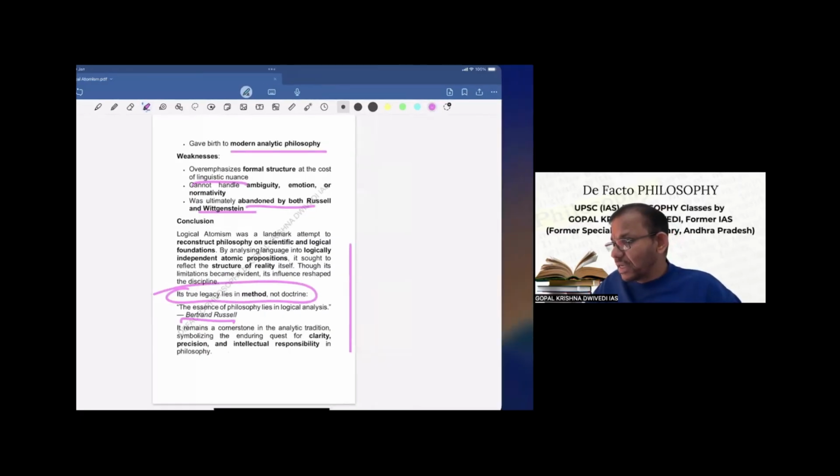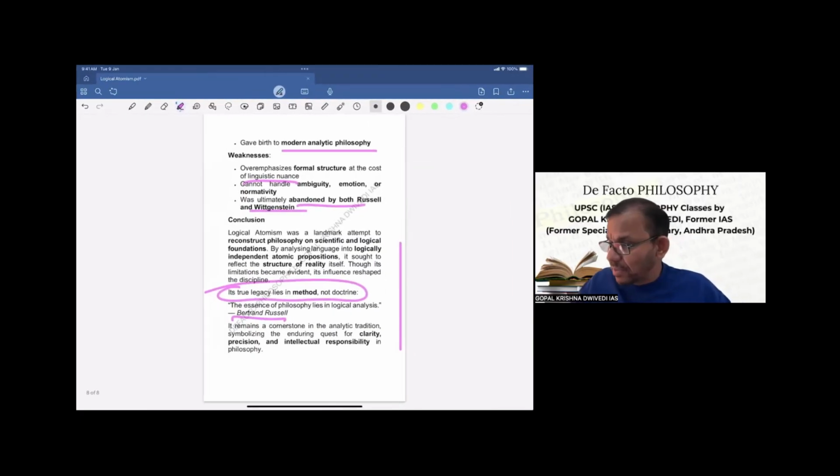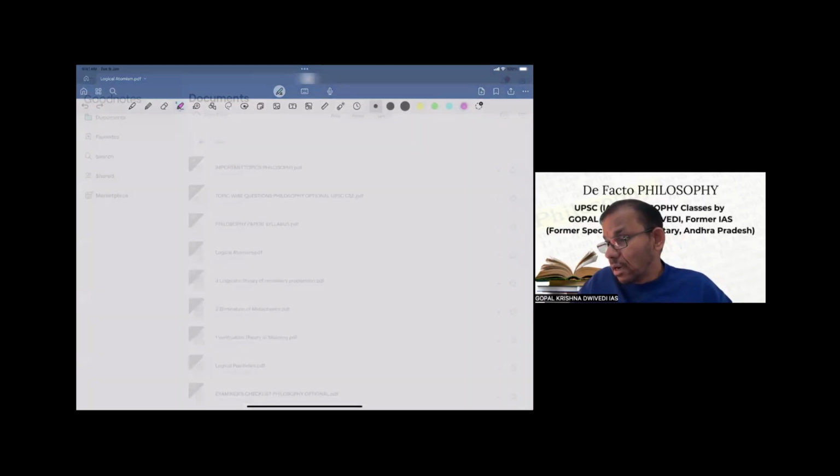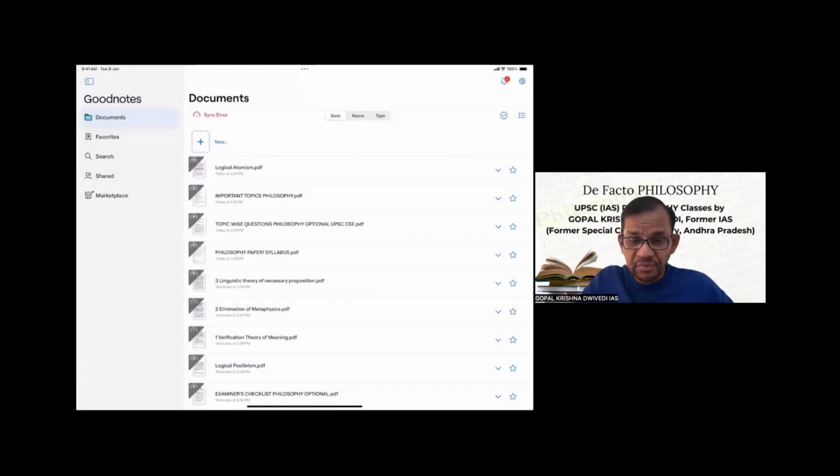So this is logical atomism, as requested by Chaitanya and Siddharth. Now, if you have anything to say, otherwise we'll close. Symbols and incomplete symbols: that's a part of logical atomism, right?